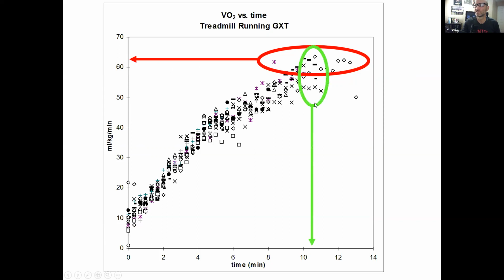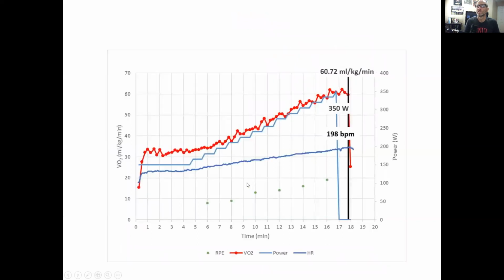Or if we look at it this way, for the same performance in a graded exercise test, we have a wide range of VO2 max, up over 60, and then down here in the 50s. Just to emphasize the plateau phenomenon, I'm showing these data. I showed these before in part 1A.